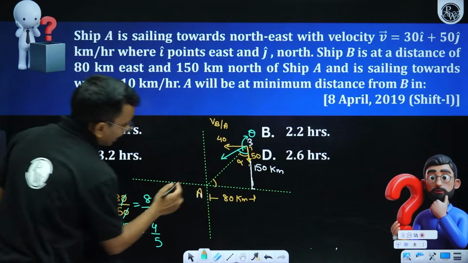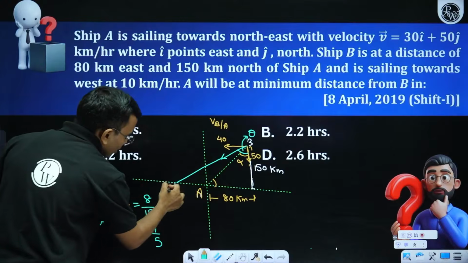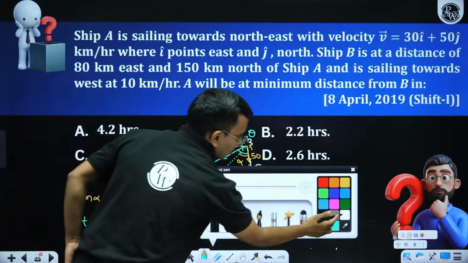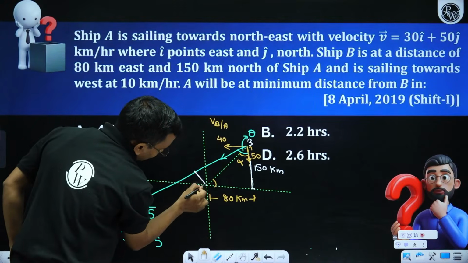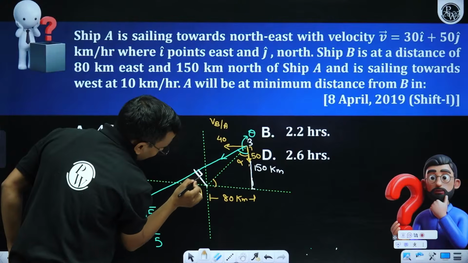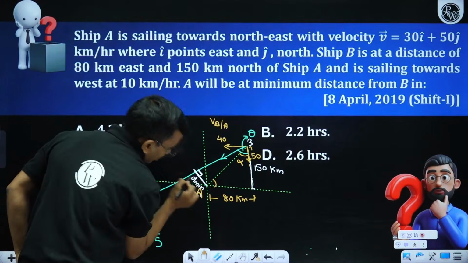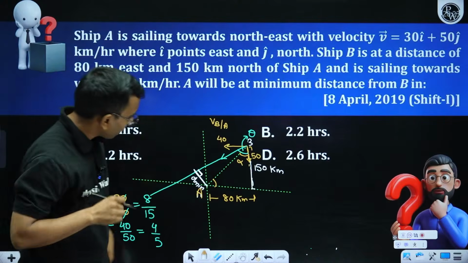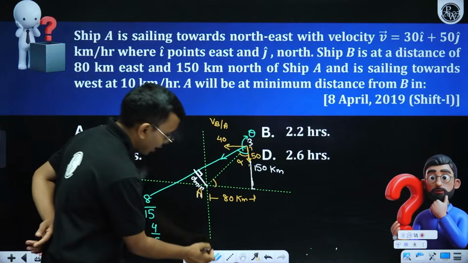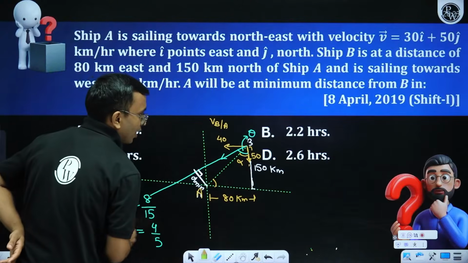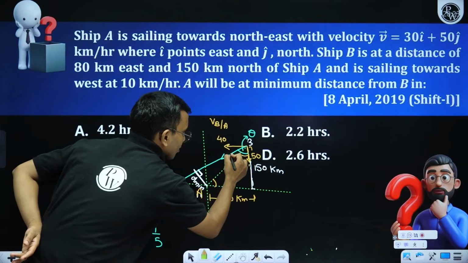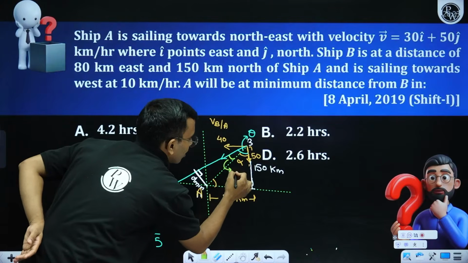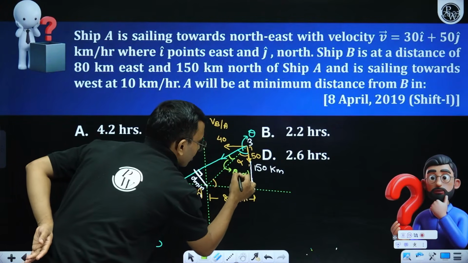Okay, so resultantly ship B will be moving somewhat like this with respect to A. The minimum distance will be this perpendicular. Now you see, I can find the time. How can I find the time? First of all, I need this angle. How much is this angle? Total was theta, this is alpha, so this is theta minus alpha.